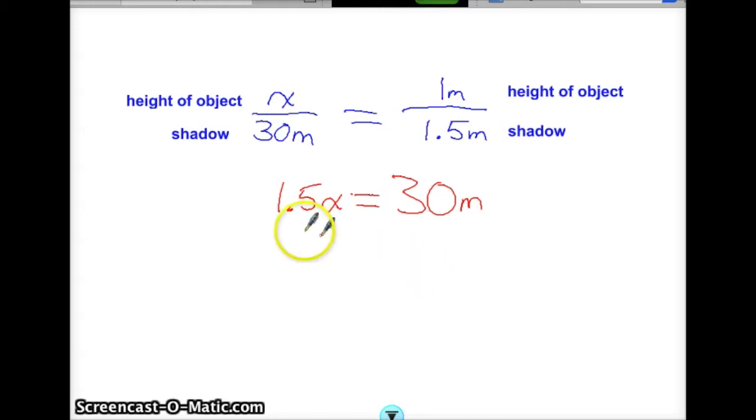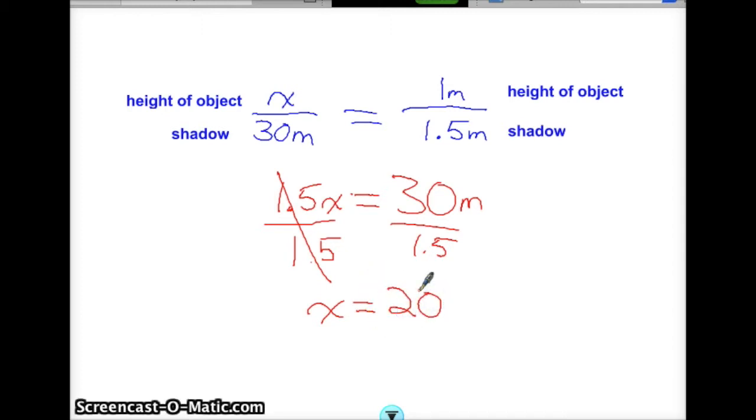So then the next thing we have to do is separate this 1.5 from the x, and we're going to do that by dividing each side by 1.5. And of course, that means that 1.5 and 1.5 cancel out, and I'm left with x. And if I divide the other side by 1.5, I'm left with 20, and that should be something you can do in your head pretty easily. 20 meters in this case.